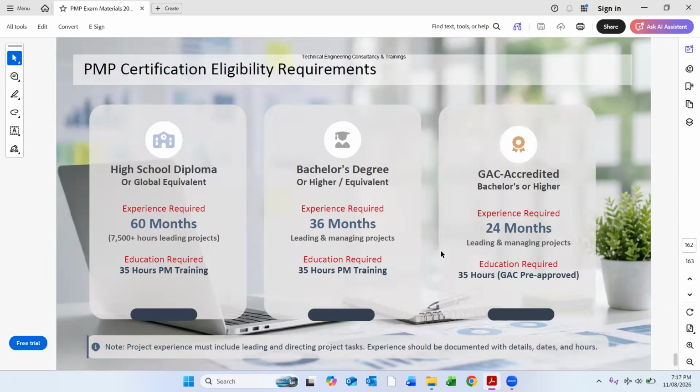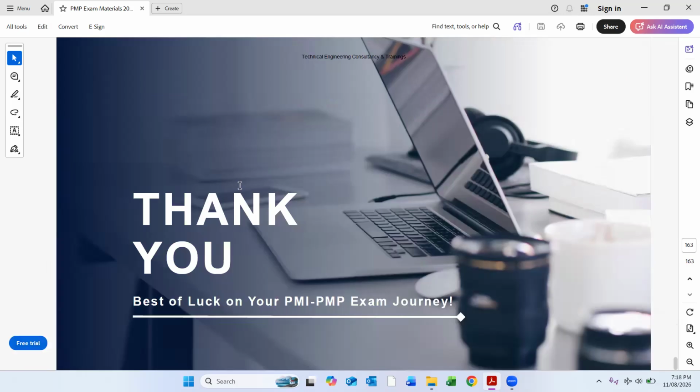To be eligible for the exam, you should have a high school diploma or global equivalent, 60 months, 7,005 hours leading projects, and 35 hours of project management training. If you have a bachelor's degree, the experience required is 36 months, again with 35 hours of project management training. And if you have a GAC accredited bachelor's or higher, the experience required is 24 months and 35 hours GAC pre-approved. So these are the requirements to be eligible for the exam. Best of luck for your exam.